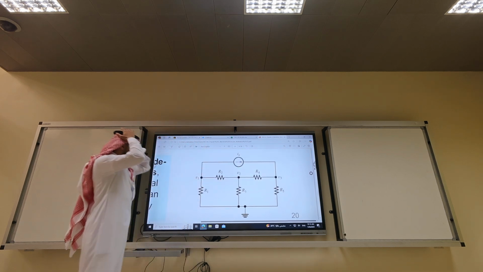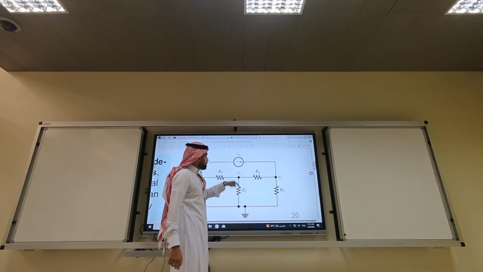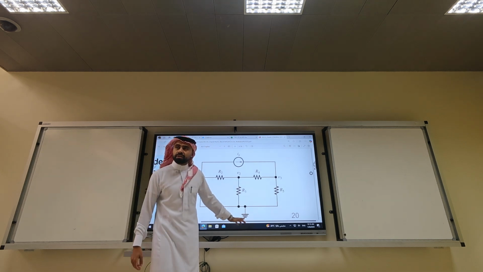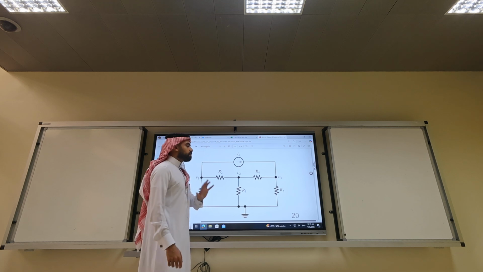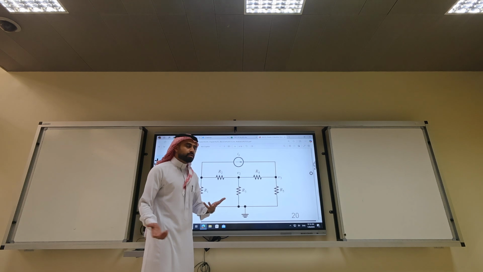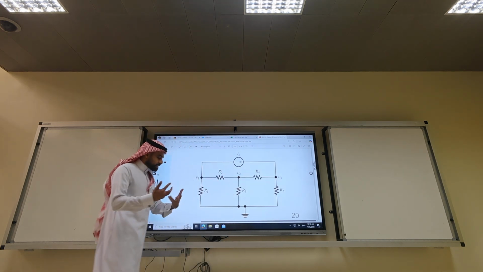So what is the problem with this circuit? We have a current source, we have current split here, we have current split there. So you can't use VDR, the voltage divider rule, you can't use the current divider rule, KVL will be a miss, KCL will also be a miss. You have 1, 2, 3 nodes. So there must be a standardized approach.